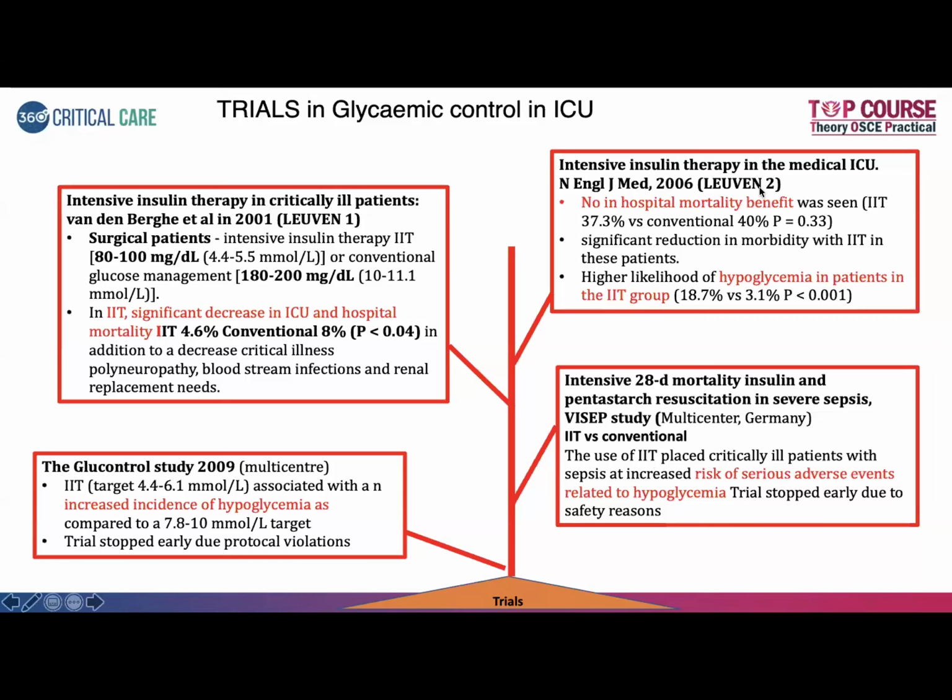Next came the Leuven-2 trial. The earlier trial was predominantly in cardiac surgery patients. When they tried to replicate this in the medical ICU, that was in 2006, they did not find any benefit in mortality. The difference was 37.3 versus 40, and there was no significant difference. But the patients in the intense insulin therapy group had more incidence of hypoglycemia. The incidence of hypoglycemia was almost 18.7%. So this was something that was alarming.